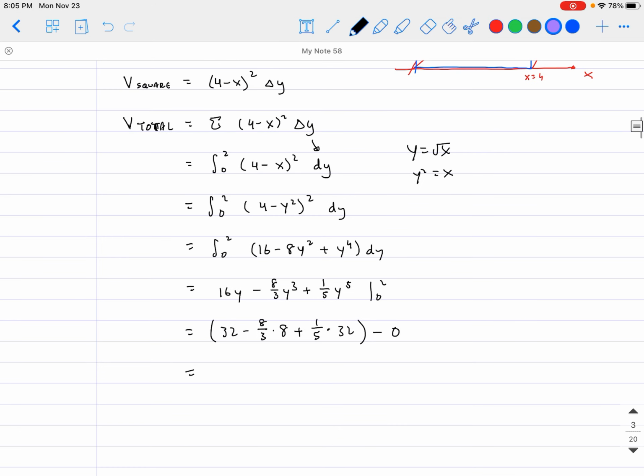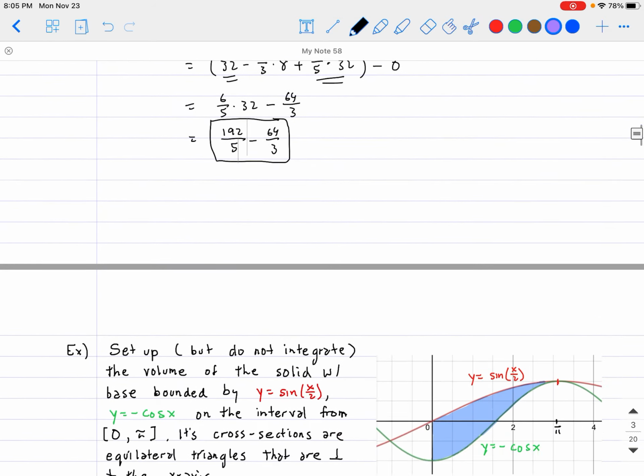So let's see if we can clean this up a little bit. 32 plus 1/5 of 32 is going to be 6/5 of 32, and then minus 64 divided by 3. So I guess we can combine some of the like terms, whatever we can get. So 6 times 32 is equal to 192 divided by 5 minus 64 divided by 3. And I think I'm going to leave it like that because I don't want to embarrass myself by not being able to do basic math. Okay. All right. So that is going to be the hard one.